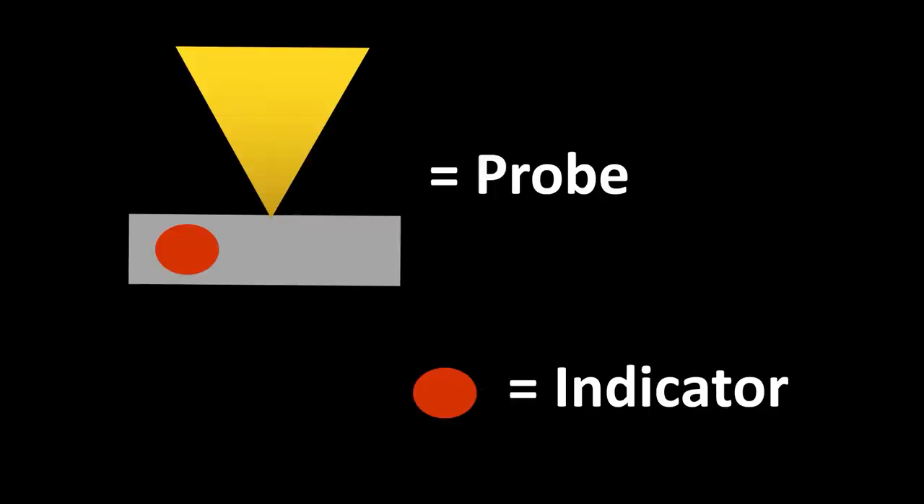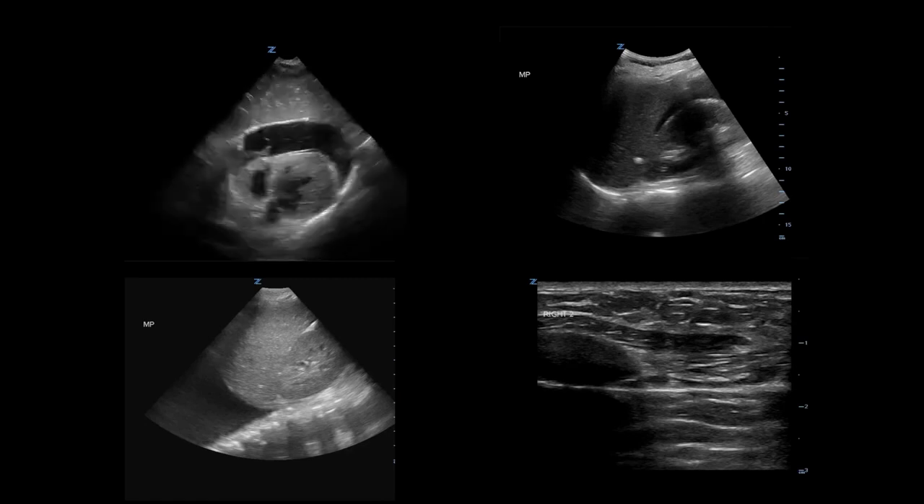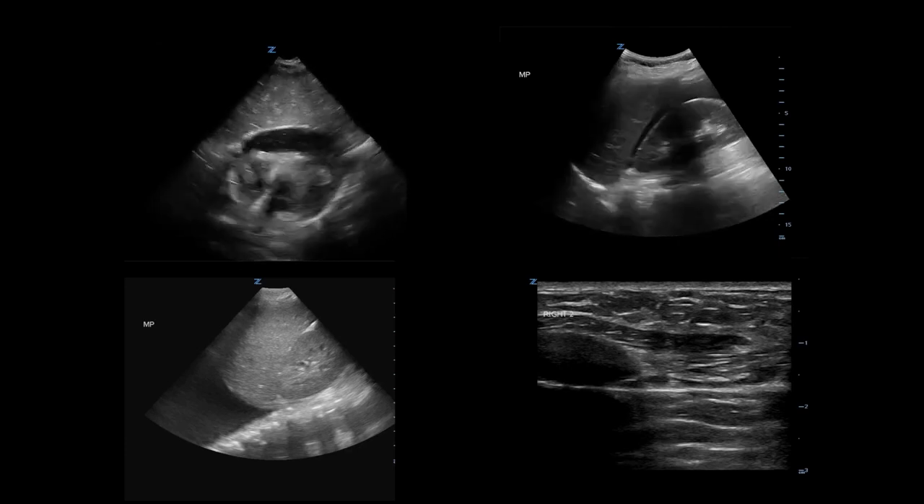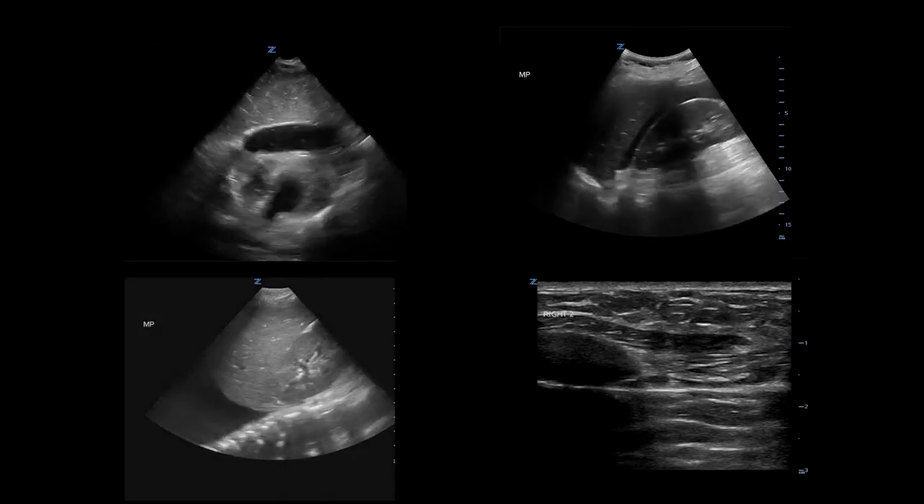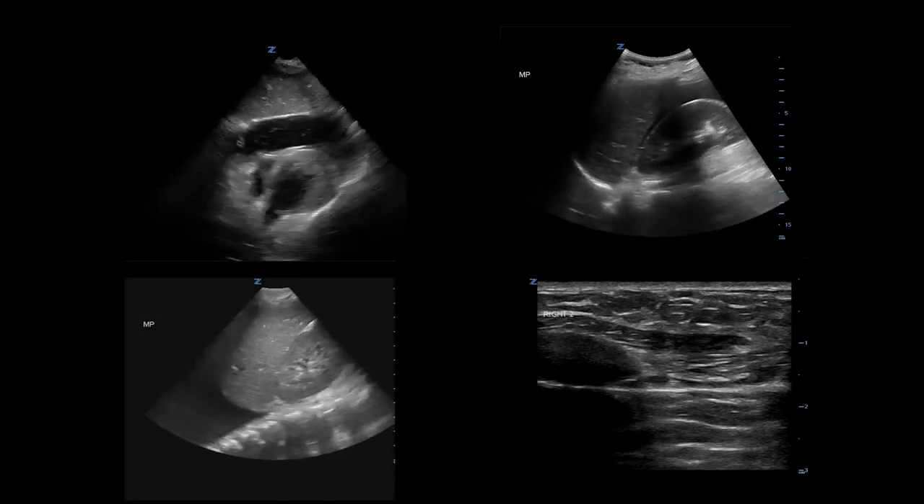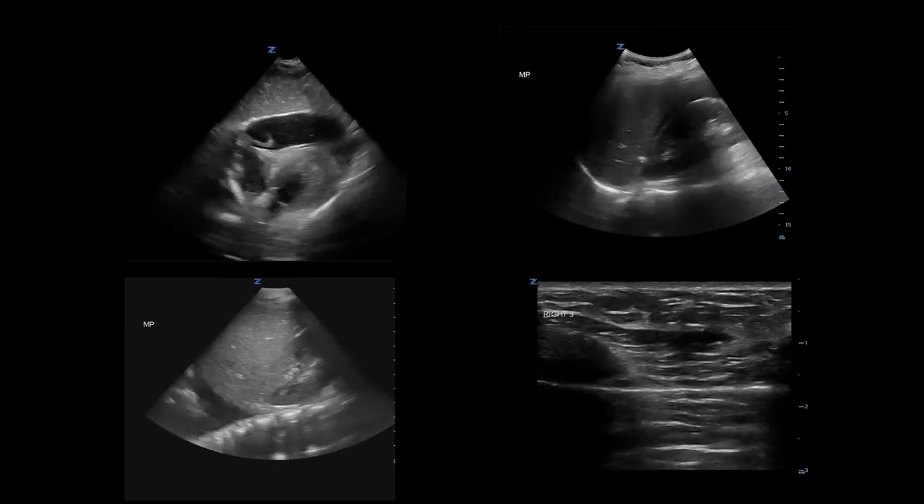And just quickly as we go through the slides, this kind of cartoon is what I'll use to indicate the probe with the red dot showing you which way you're going to be pointing your indicator to obtain that view. So again, what we're doing in the FAST exam is we're looking for any signs of fluid around the heart within the pericardium, any signs of free fluid within the abdomen, free fluid within the thorax. And then if we do the extended FAST exam, we're going to be looking at the chest for signs of pneumothorax.